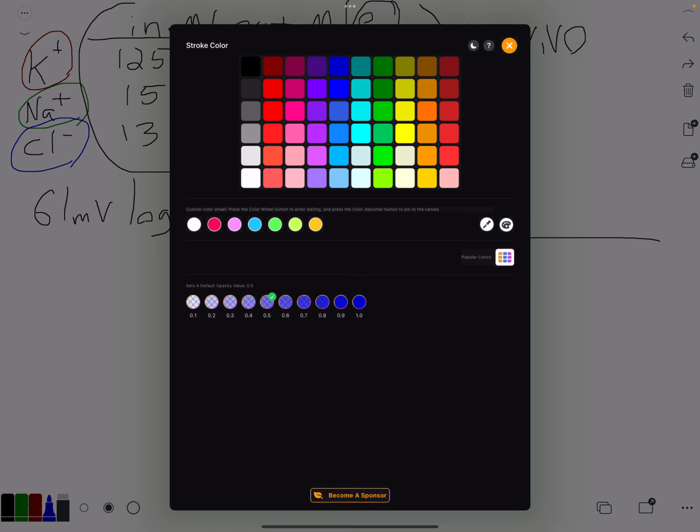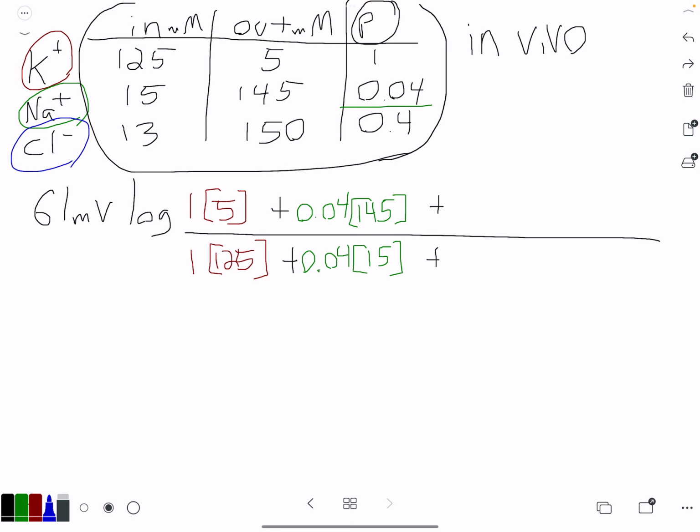And what's left? Chloride. Yes, we want blue. And so remember, chloride is negative. Because of that relationship with log base 10, we're inverting it. So the inside goes on top. So the concentration is 13 for inside, which I'm putting on top, and 150 on the bottom. And its permeability is almost half of what potassium is. 0.4.